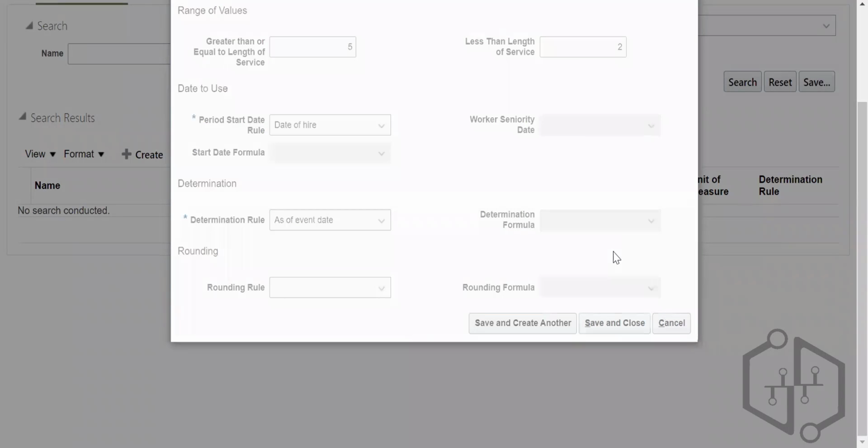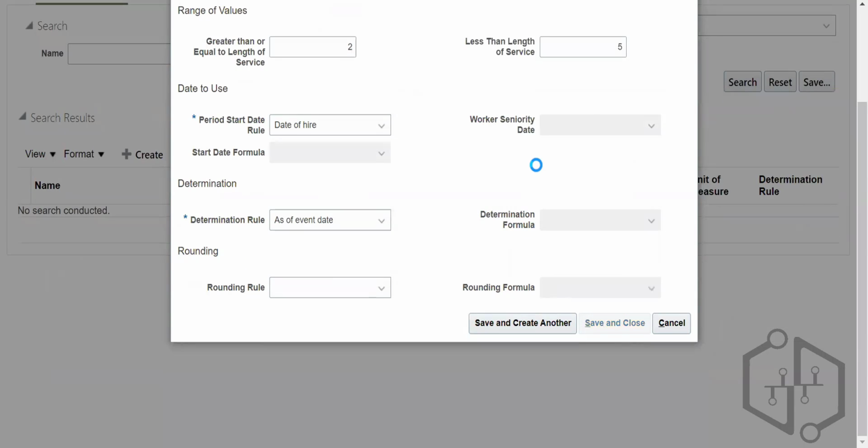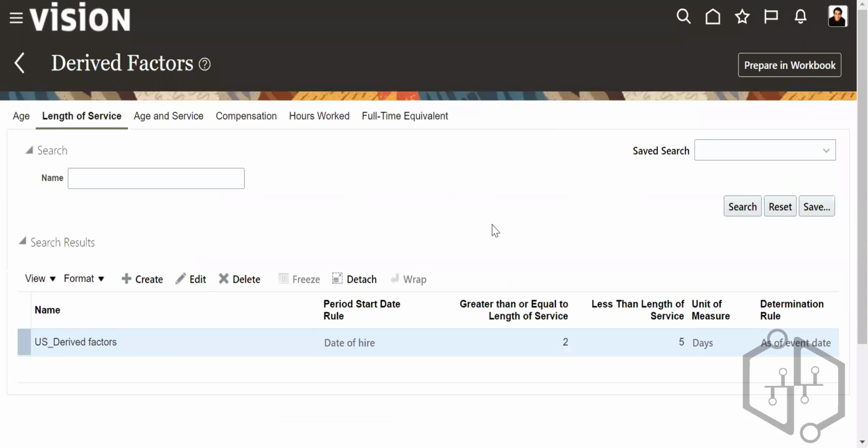Okay, so this is the way. That's inverse. The length of service should be less than 5 and greater than 2. I'm just writing the opposite. Yes, greater than or equal to 2 and less than 5 years of service. That means the person has to have a minimum of 2 years of service and less than 5 years of service. This is violated.